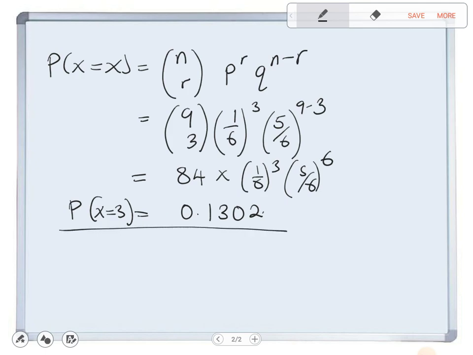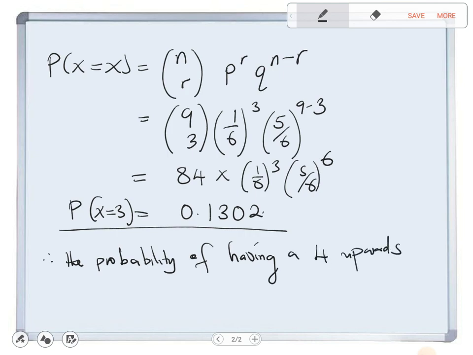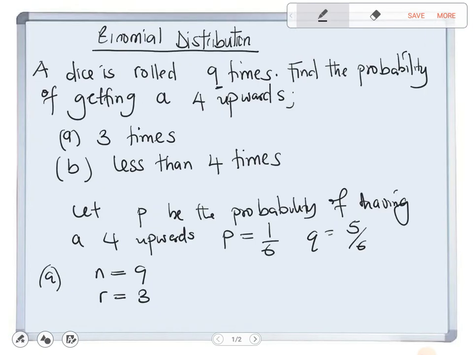Okay, so now we can even conclude and say, therefore, the probability of having a 4 upwards 3 times is 0.1302.